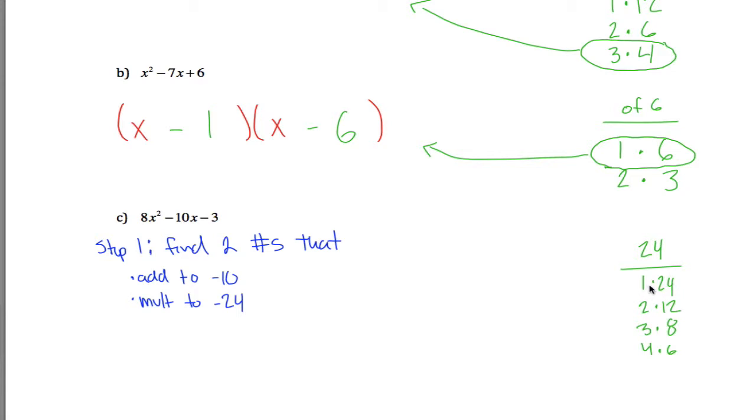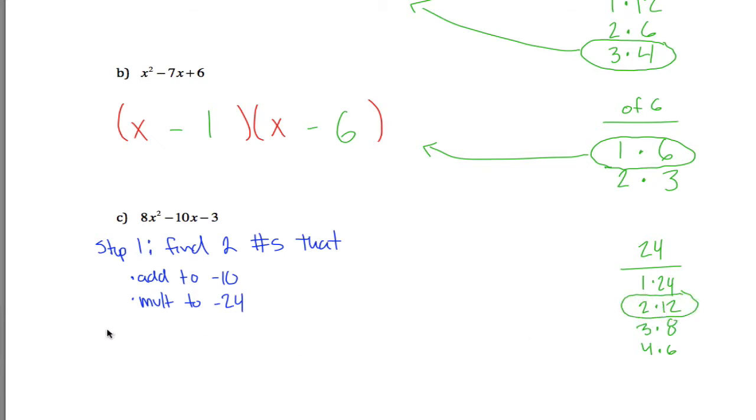So when I look at this list, what I'm really thinking is, for the numbers I want, one of them's negative, one of them's positive. So -1, positive 24, or +1, negative 24, and so on. So I'm looking at this list, keeping in mind that one of my two numbers will be negative, and then trying to figure out how I can get them to add to -10. No way you can get these to add to -10, but with these you can.